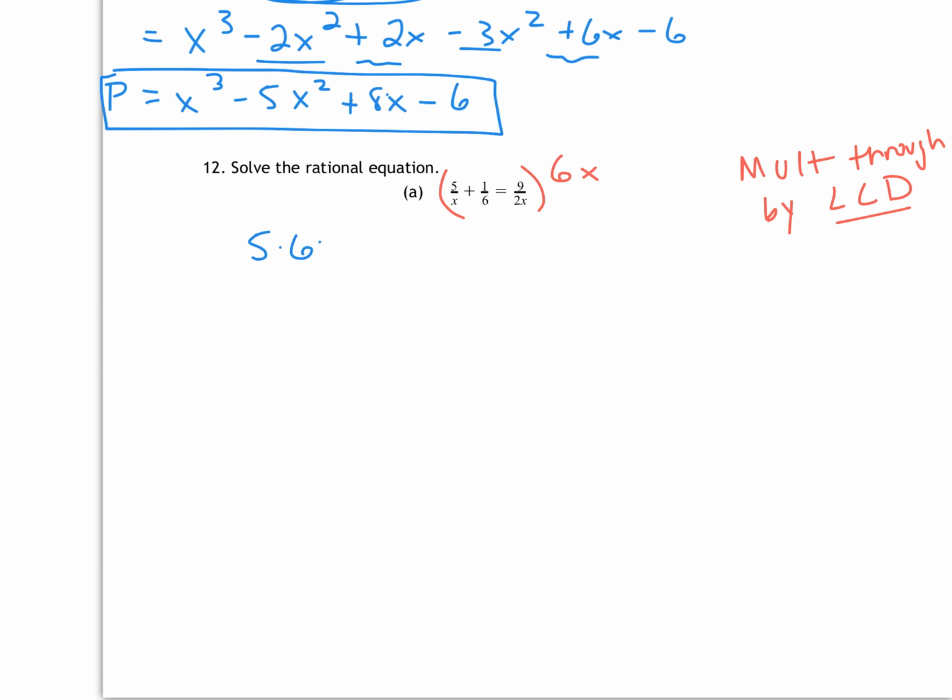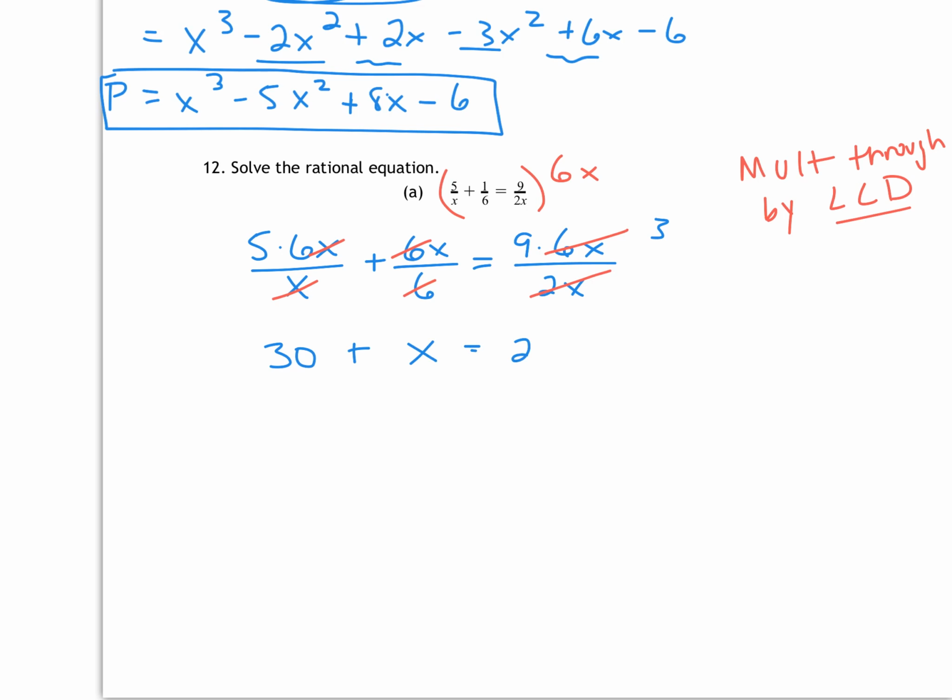5 times 6x over x plus 6x over 6 equals 9 times 6x over 2x. Now we know we multiplied right if everything cancels. So x's are gone, 6's, and then 6x and 2x can be reduced to 3 there. So I have 30 plus x equals 27. So then just subtract your 30.